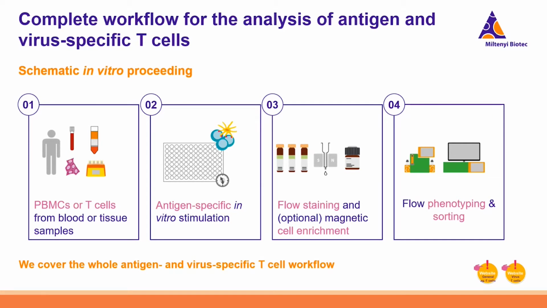Following stimulation, only the antigen-specific T cells will get activated, and the cells can then be stained intra- and extracellularly to assess their phenotype and analyze cytokine expression. Before cell analysis, antigen-reactive cells can also be magnetically pre-enriched using distinct surface markers. And then, finally, the cells can be analyzed using flow cytometry, for example with our MACSQuant flow cytometer, or sorted on the MACSQuant Tyto cell sorter.